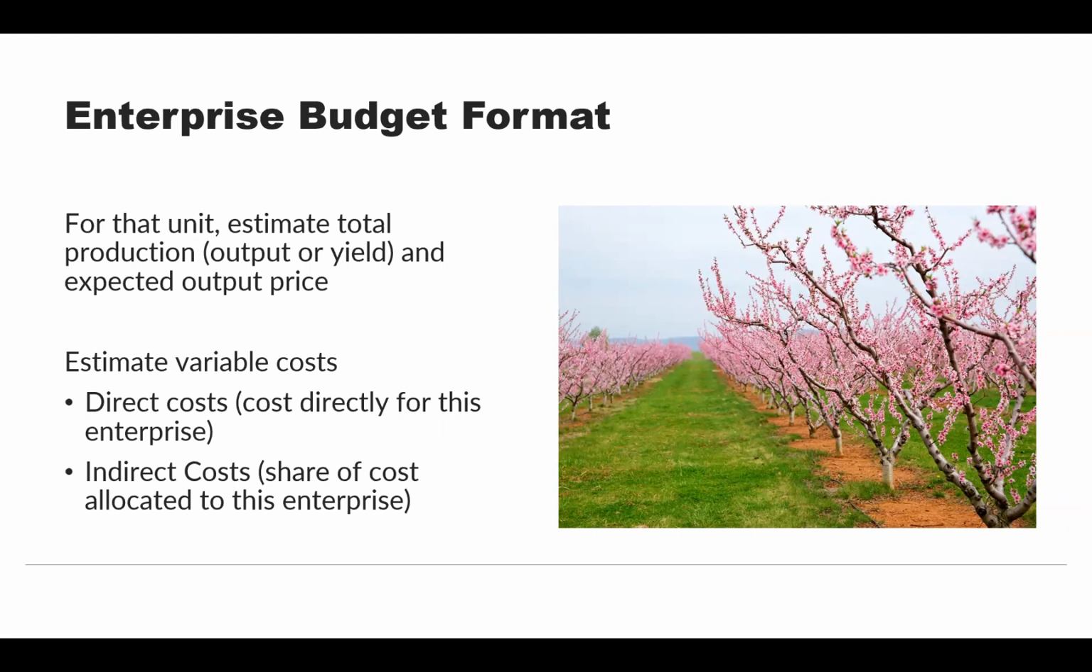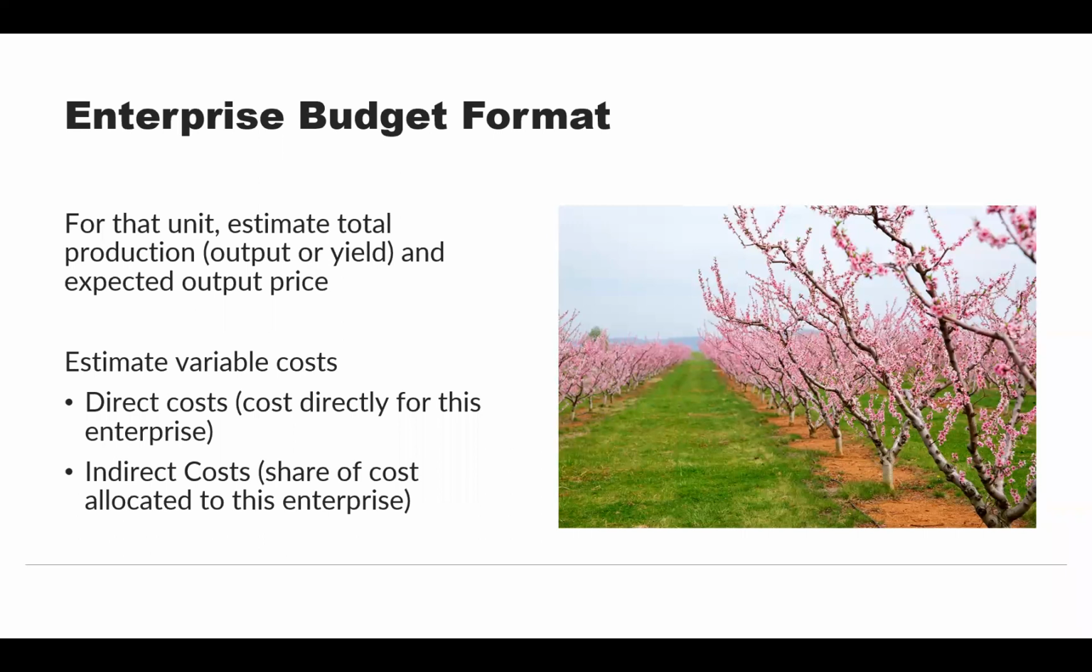Labor is a good example. You might have employees that work on many different enterprises. If you don't track their labor by enterprise, it can be challenging to say how much labor you are using for every enterprise. But if you weren't doing that enterprise, you wouldn't have those labor costs. So you'd have to make some allocation about how much labor is going here and how much is going there. Those indirect costs can be more difficult.